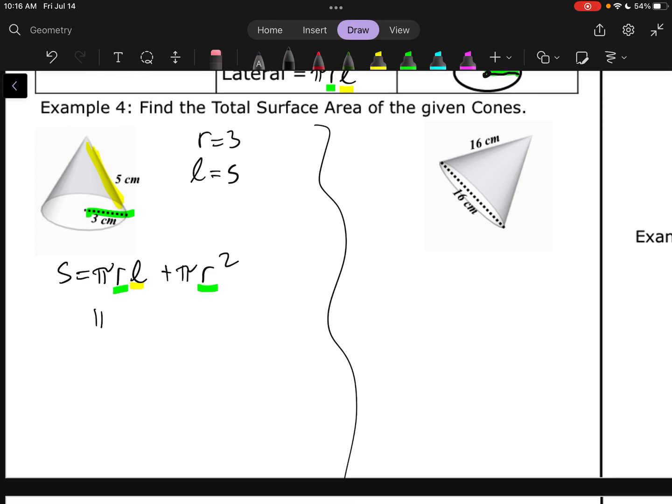So we're just going to do pi times 3 times 5 plus pi times 3 squared. Pi times 3 times 5 plus pi times 3 squared. I'm getting 75.4 centimeters squared for this one.